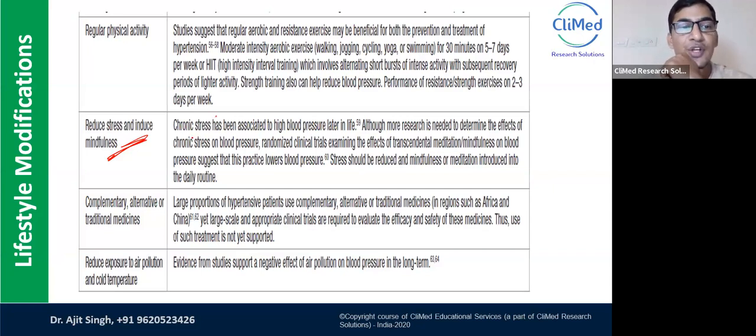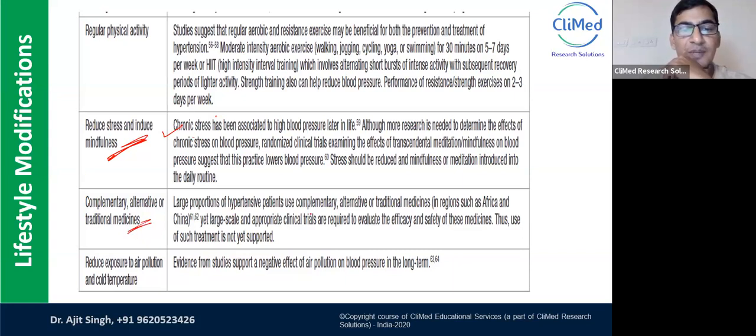Okay, so if you are not reducing the stress, then you are definitely going to get worse outcomes in hypertension and cardiovascular problems. It will increase the cardiovascular risk also, right? So always focus on reducing the stress, whether that is the workload, or work related stress, or any kind of stress, just reduce it. Okay, so at your age, it's very important to help yourself and help others in reducing the stress, right? Then complementary or alternative or traditional medicines.